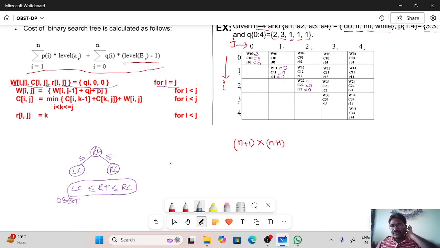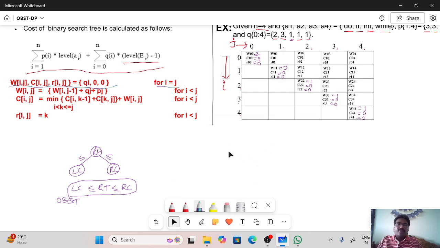In the same way for 3 3. What is R33? 0, C33 is 0, W33 is the Q3 value, nothing but 1. And finally 4 4: R44 is 0, C44 is 0, W44 is Q4. What is the Q4 value? 1.